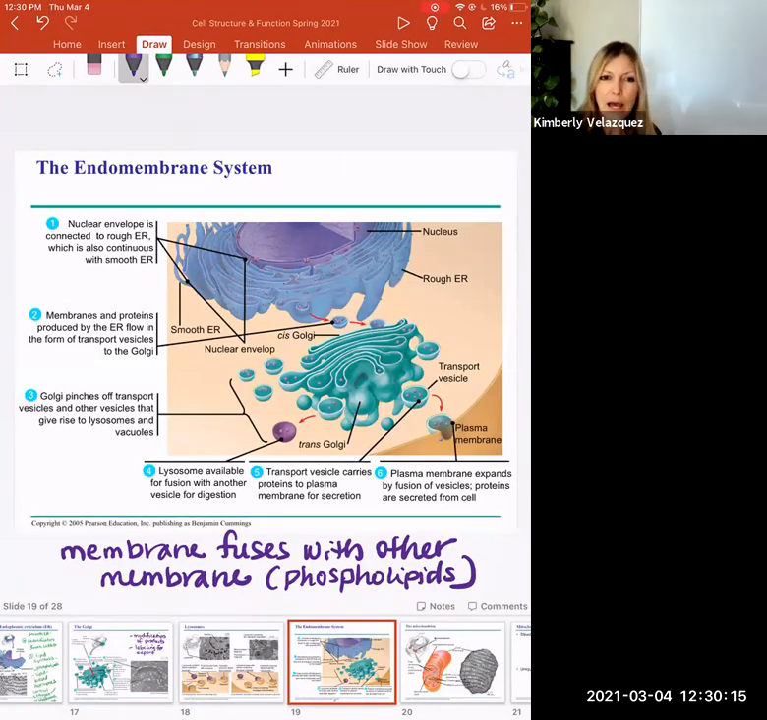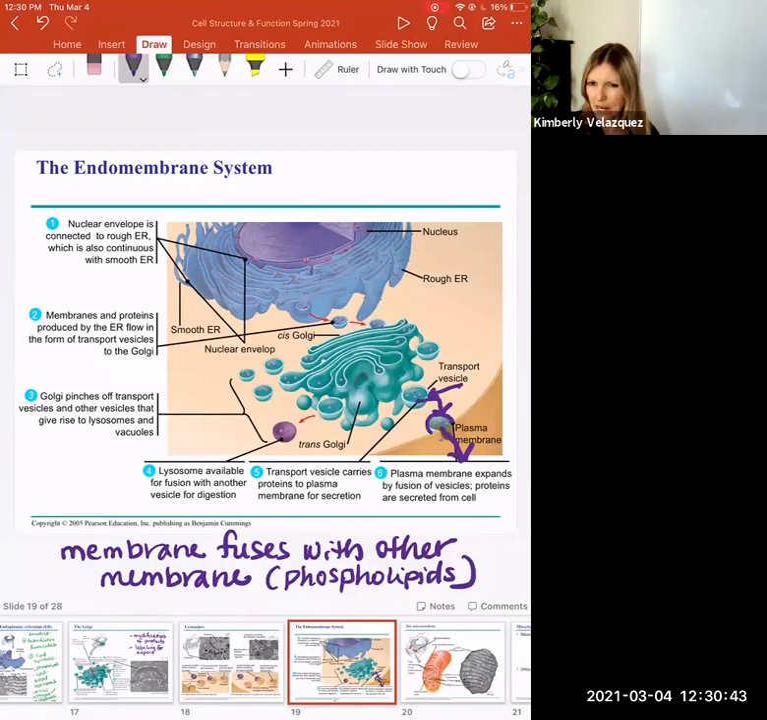So that's how that transport vesicle can pinch off from the rough or smooth ER carrying a product. It can fuse with the membrane of the Golgi. And then a new transport vesicle can pinch off the other side, as you see here. And then you see it moves to the surface of the cell where it fuses with the plasma membrane. And here we see that that's going to open up and release that product out of the cell.